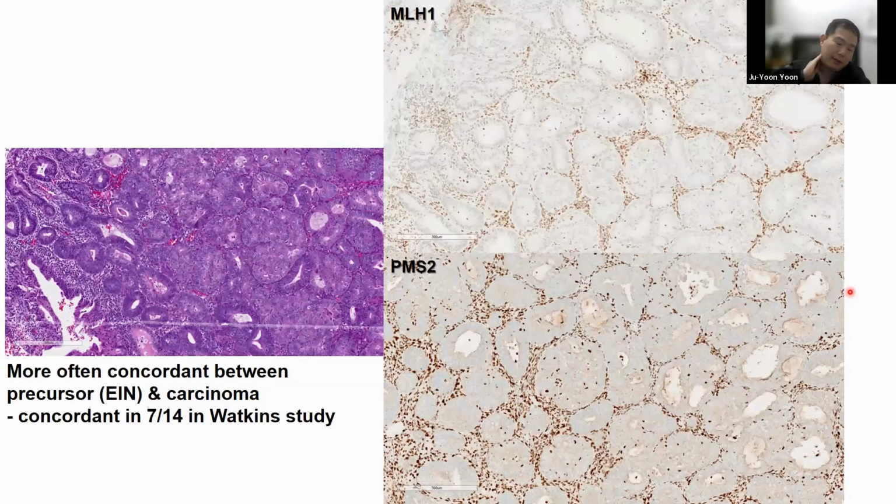So here's another case where I have a nice junction between the precursor EIN and the adjacent carcinoma. And here's a case that had MLH1 PMS2 loss in both the precursor and carcinoma regions.